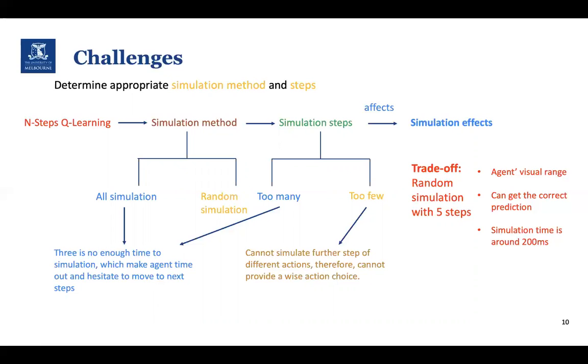On the other hand, too few simulation steps cannot simulate further steps of different actions, and therefore cannot provide wise action choices. So we make a trade-off. We choose random simulation with 5 steps. 5 steps is the agent's visual range. It can get a correct prediction, and at the same time, simulation time is around 200 milliseconds, which is quite reasonable.